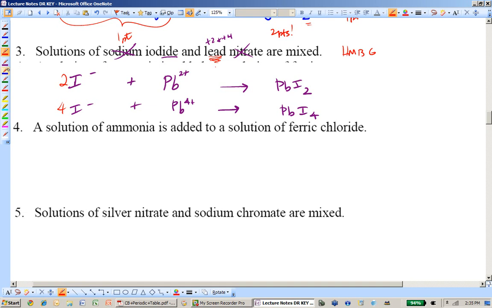All right, so next we have a solution of ammonia. Okay, ammonia is a gas. NH3 is added to ferric chloride. So a solution of ammonia is going to give me NH3 and water. Now, this could also be written the exact same way to say a solution of ammonium hydroxide, or it could just say ammonium hydroxide is added to a solution of ferric chloride. But ammonia is not going to exist in aqueous solution. It's going to exist as the gas and water separated from it.